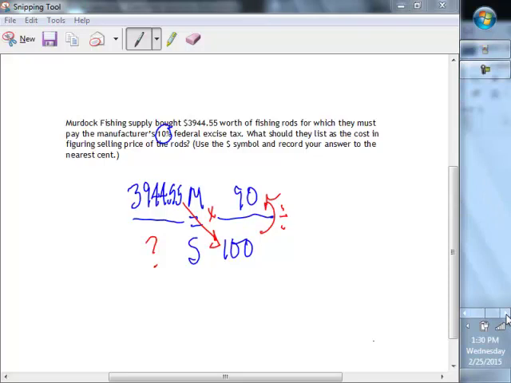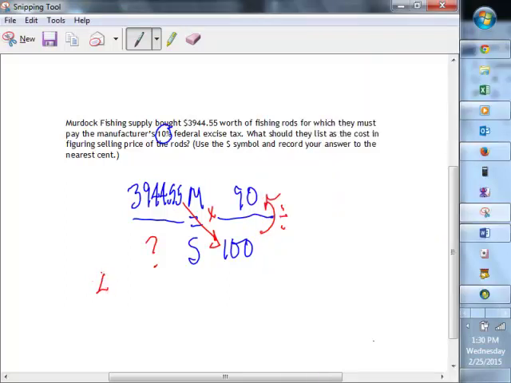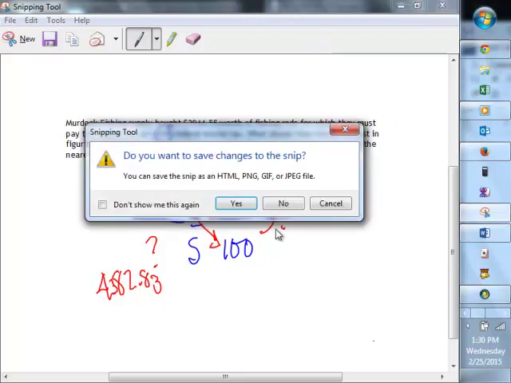And on our calculator, we would press 3,944.55 times 100, divided by 90, and we get $4,382.83. $4,382.83. Next one.